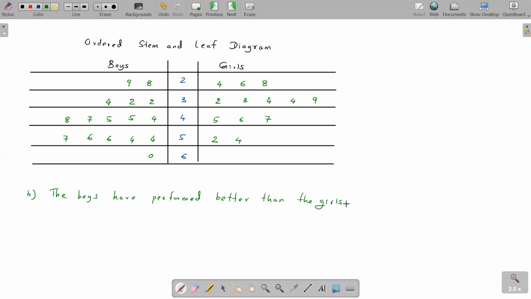All you have to do is give this comment based on the shape of the stem and leaf diagram. You can see that most of the boys are distributed over the higher marks. Most of the girls are in the 20s, 30s, 40s, while boys are in the 40s, 50s. So most of the boys are over here. Is this clear? Okay.